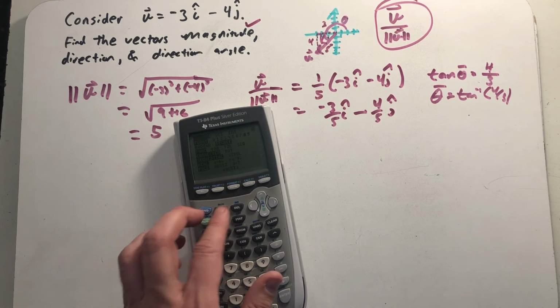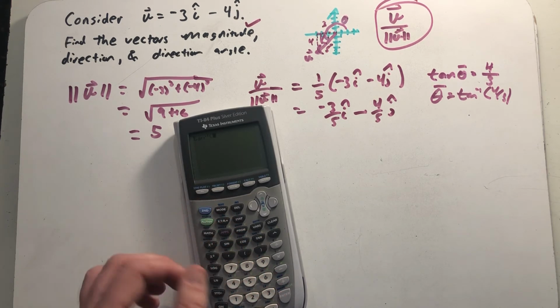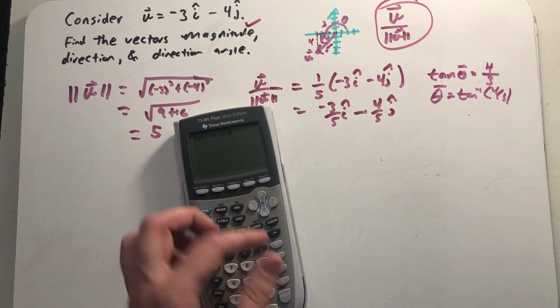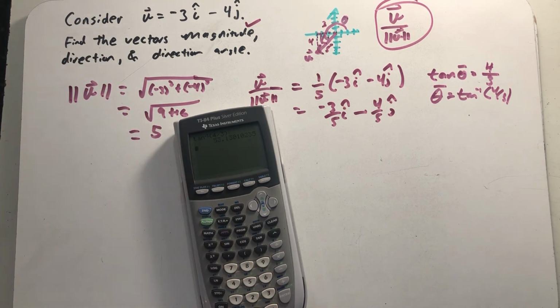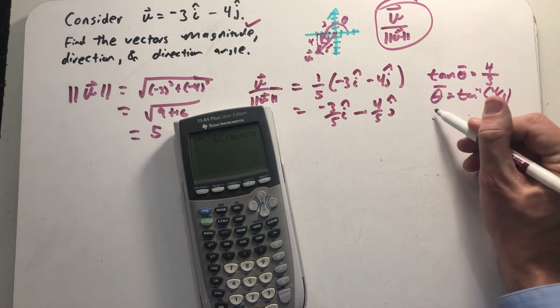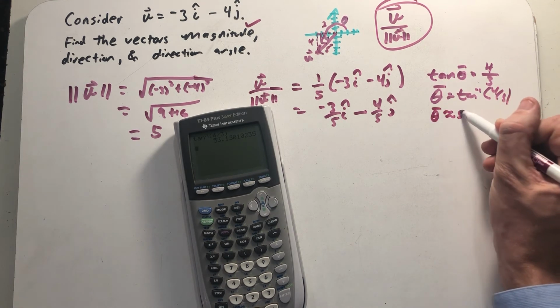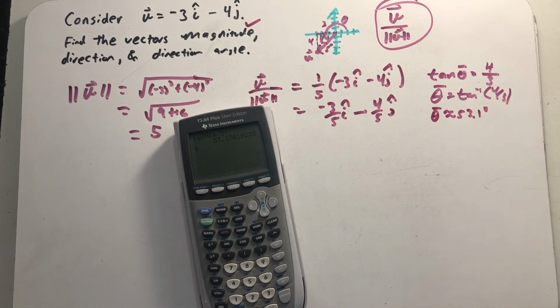Make sure I'm in the degree mode, because I want to think about this angle in degrees. I could do it in radians. I'm not really given any direction there. But I think thinking of this reference angle as 53.1 degrees is a good way to think about it.